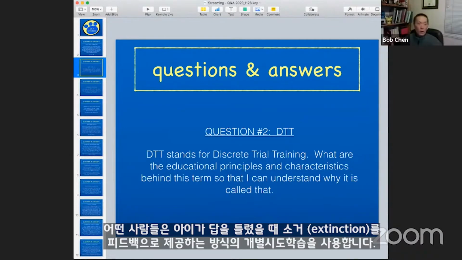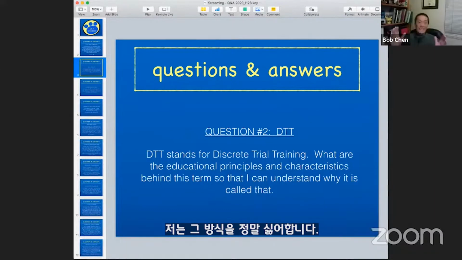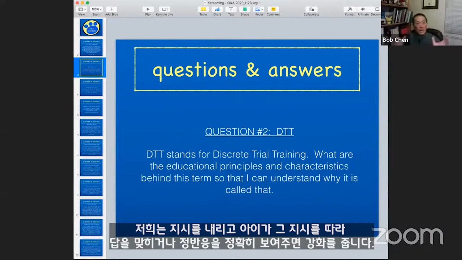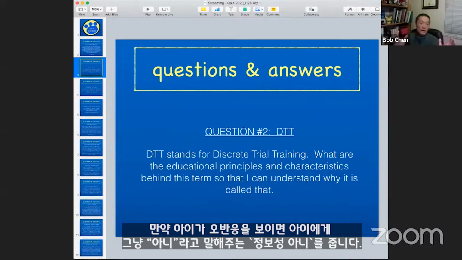Now, in some forms of discrete trial training, some people like to use extinction as the primary method of providing feedback when the child does something wrong. And I have to say, I hate that method. When the child gets something right, when we ask them to do something and they perform that response correctly, we provide reinforcement. When the child does something wrong, we give them what we call an informational no. And it just sounds like this: no.